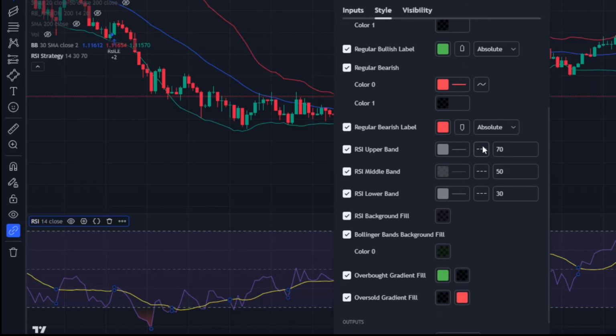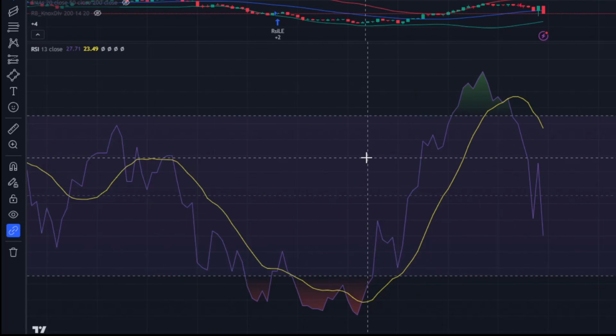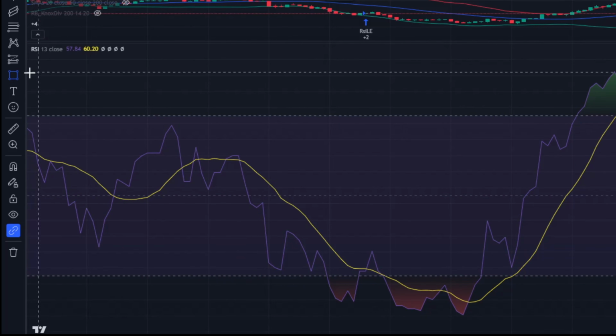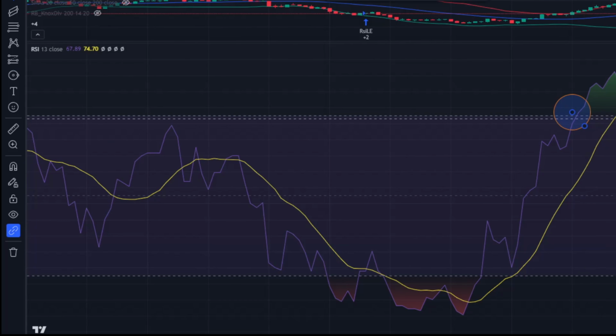Set the upper band to 70 and the lower band to 30. By default, the RSI length is set to 14, but for this strategy, we're going to change that to 13. If the RSI value is above 70, the asset is considered overbought. If it's below 30, it's considered oversold. These are key levels for spotting potential reversals.